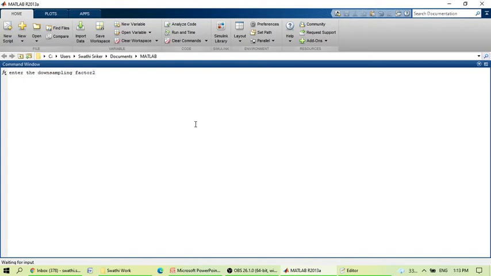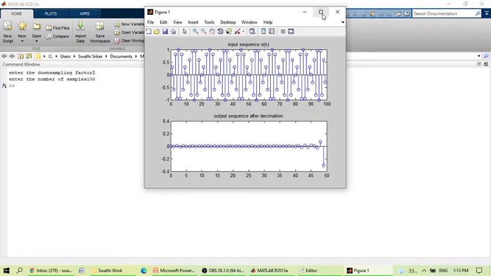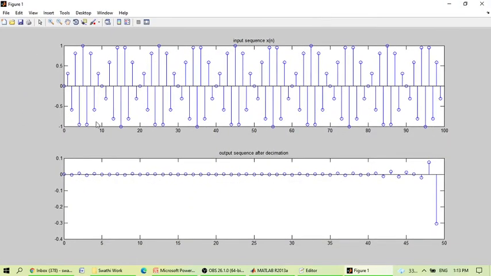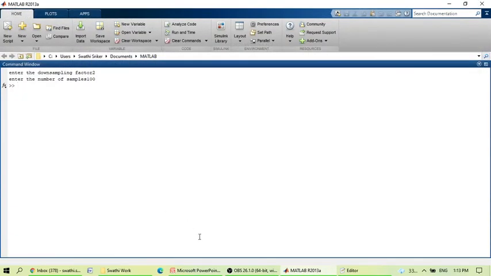Let's say I am giving downsampling factor 2 and number of samples I am giving 100. Let us observe the output. See here. So what is this? This is your actual sinusoidal signal. How many samples are you taking? Only 50. Previously 0 to 100 means totally 100 samples you are getting. Now in the output after decimation, how many samples are you going to get? Only 50 samples you are going to get. So 0 to 50.